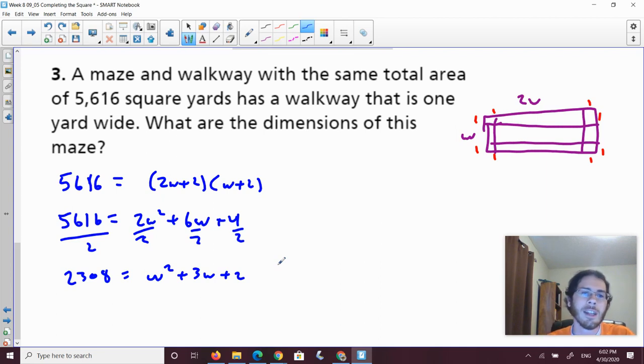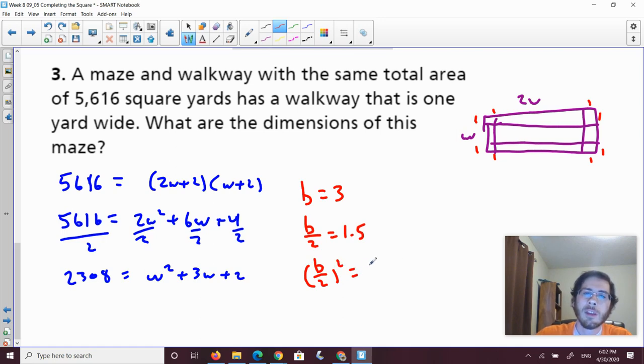Nobody likes seeing an odd number for b. That makes things a lot more complicated. So b is going to equal 3, which means b over 2 is 1.5, and b over 2 squared is 2.25.